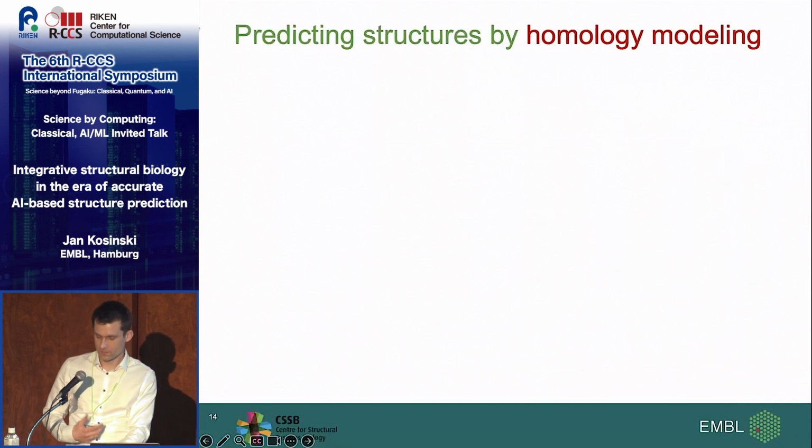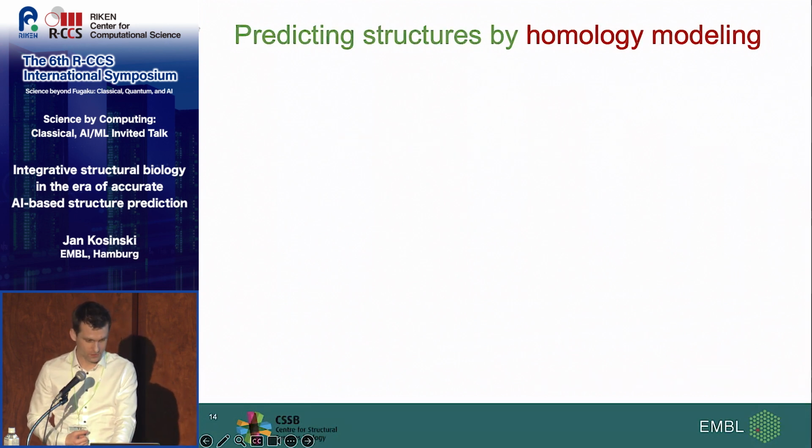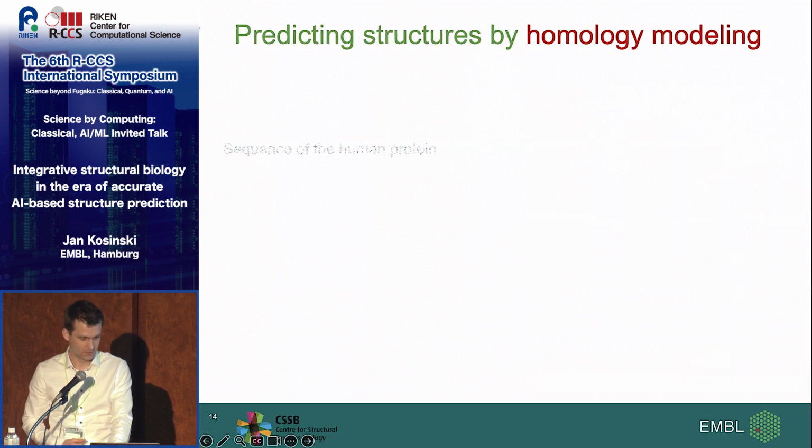Some structures could also actually be predicted. So in biology, we can also model protein structures. And until recently, the main method was called homology modeling. This will be important for the rest of the talk when I explain the revolution that we are undergoing.